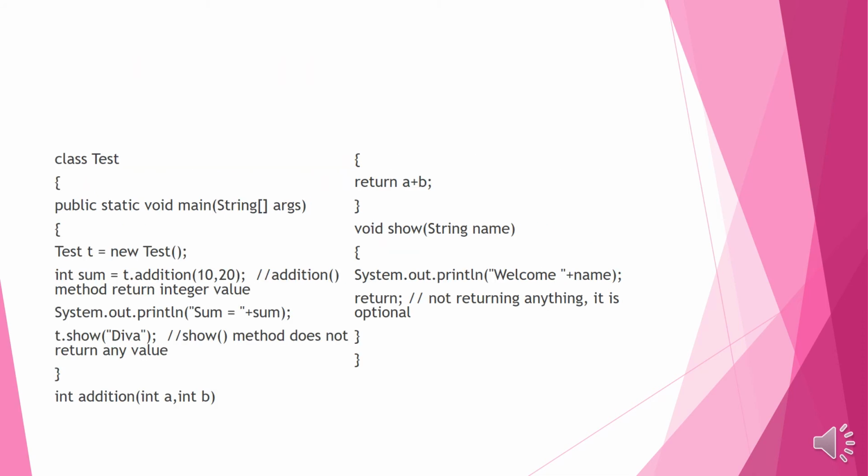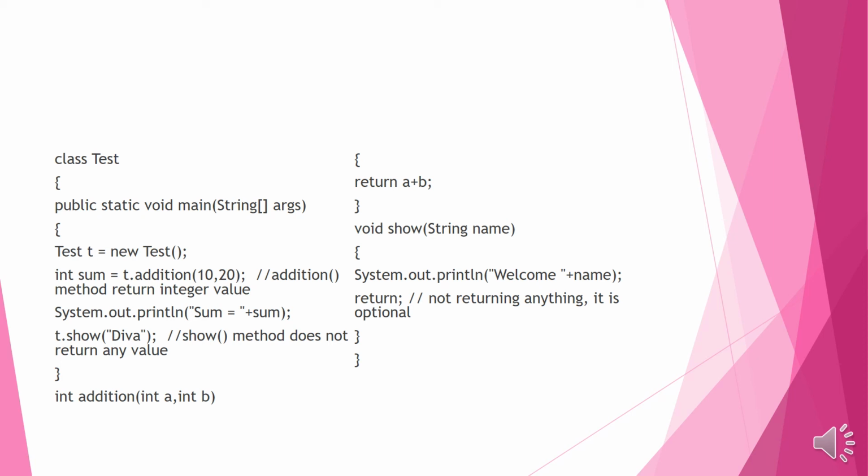This is an example for the return statement. A class with the name Test is created, and then inside the main function, this is the syntax for creating an object for this particular class, that is the Test class. And sum is declared as int, and using this particular object, a method is called here, addition of 10, 20.